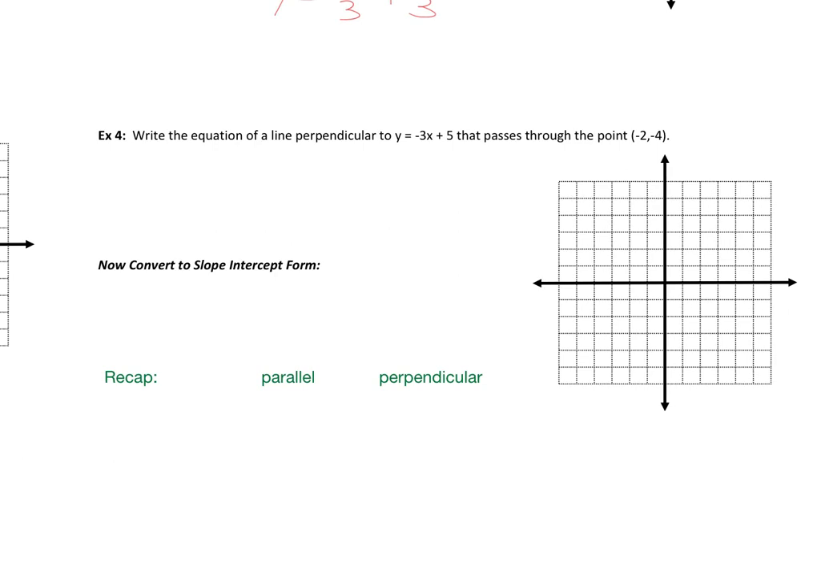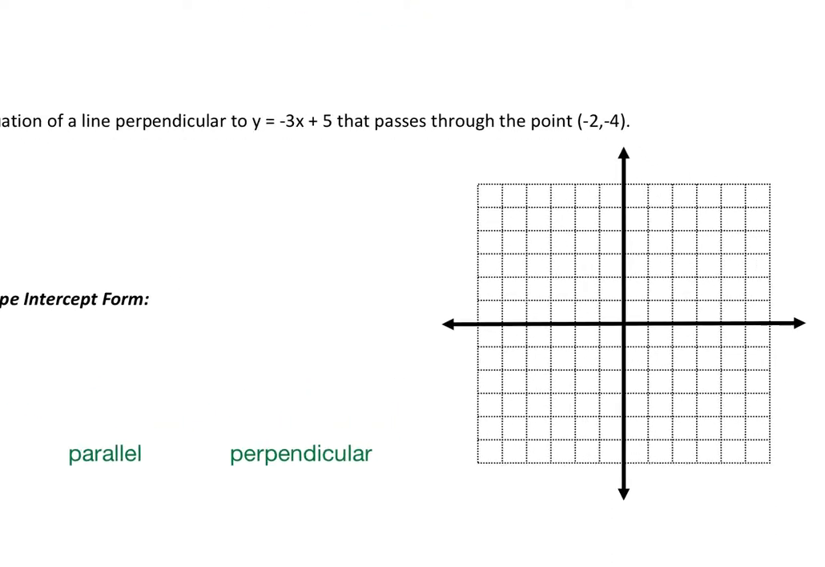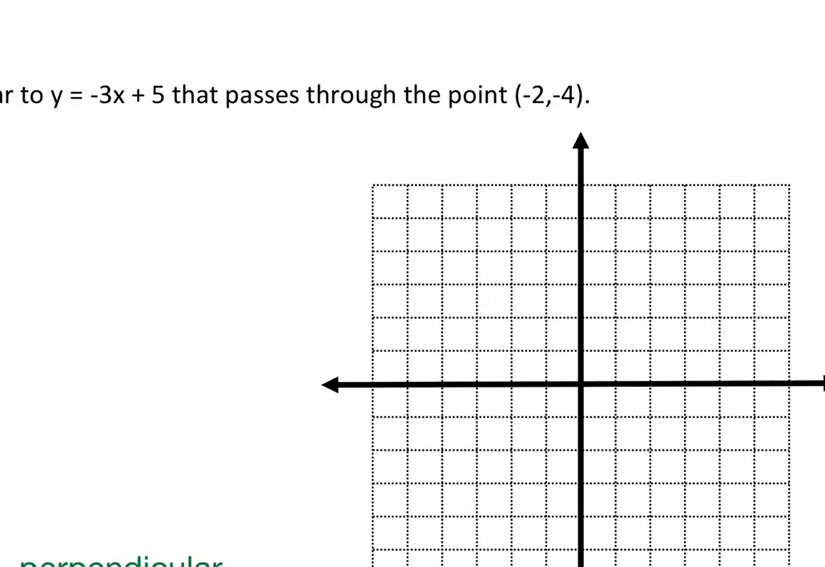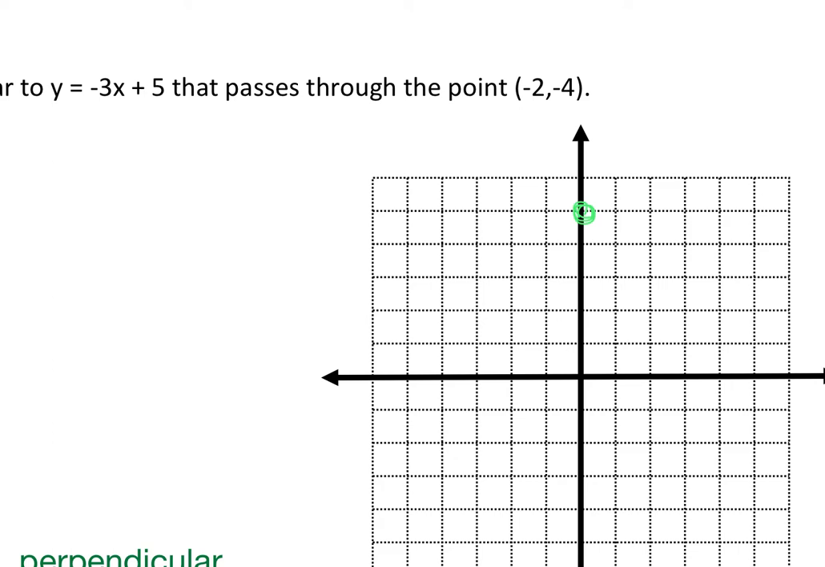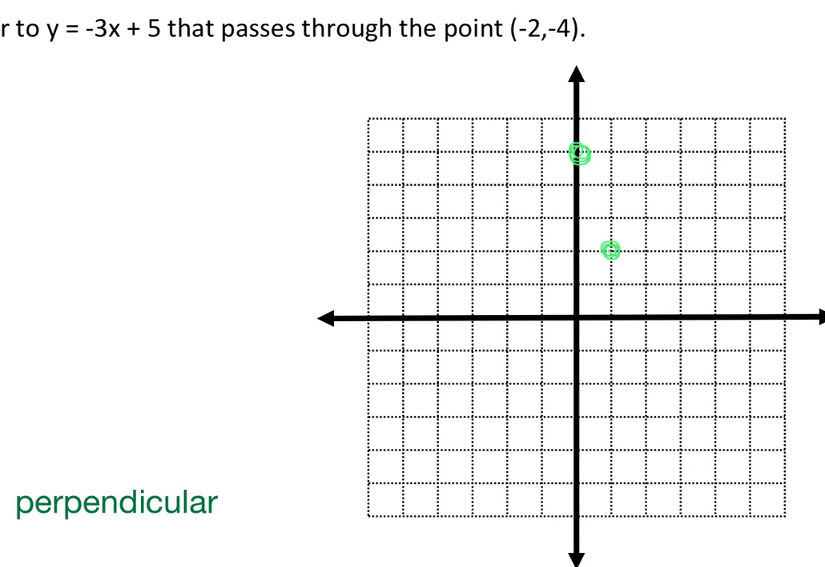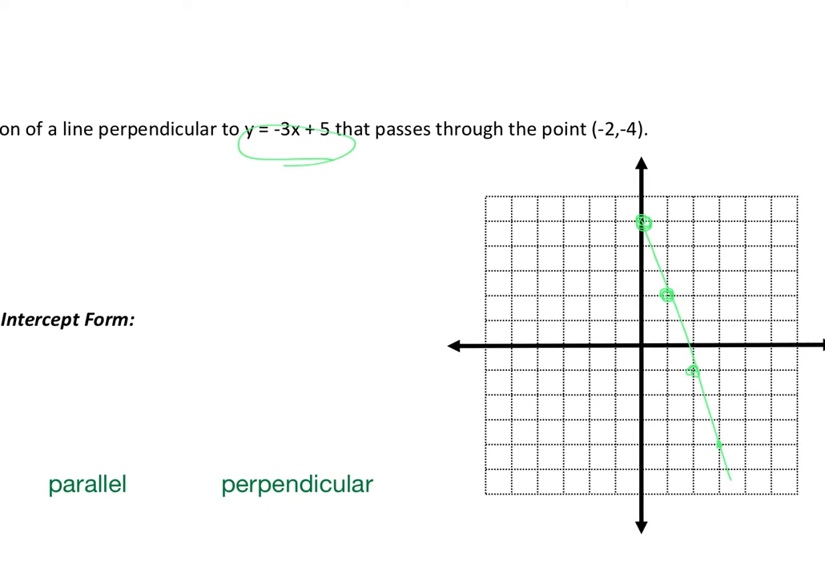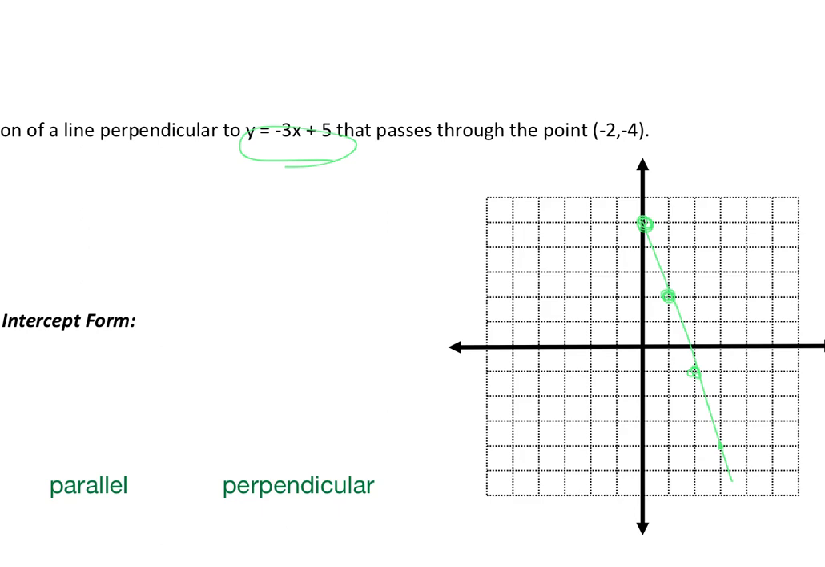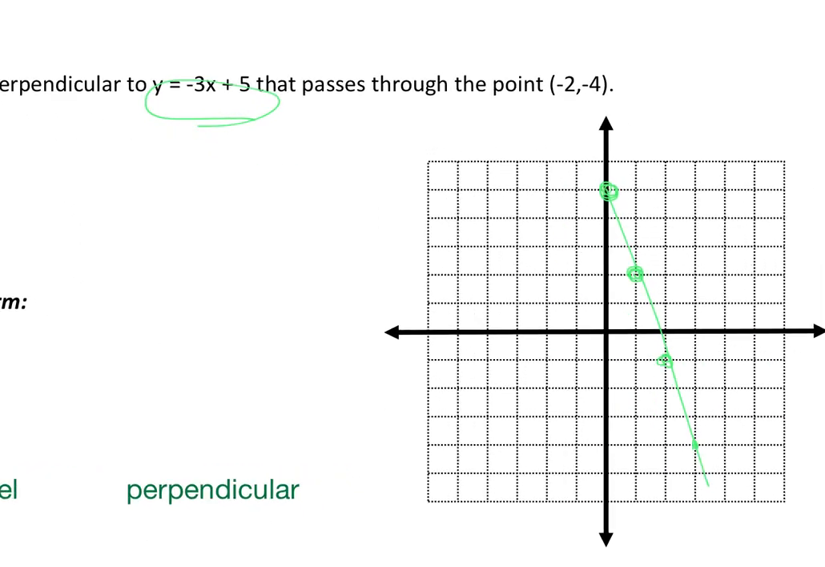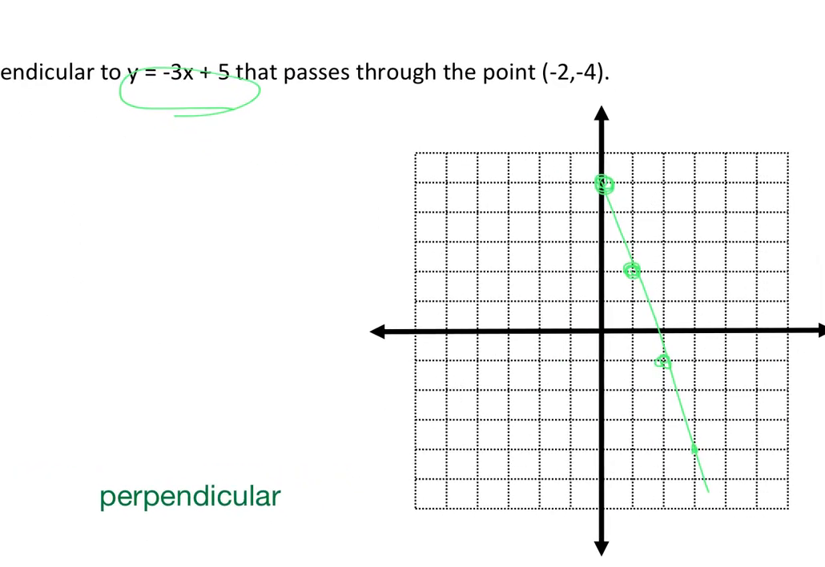All right, so we've got one last one here. Let's get the first one graphed. Y-intercept of 5. Slope of down 3 to the right 1. We just graphed this guy right there. Now we need our line to pass through -2, -4, right there.